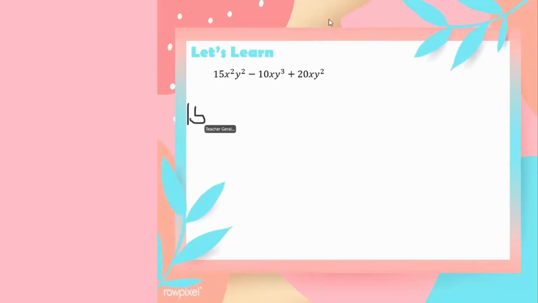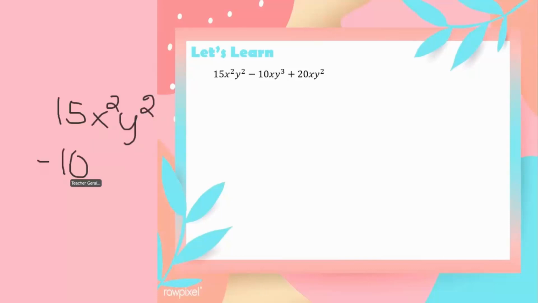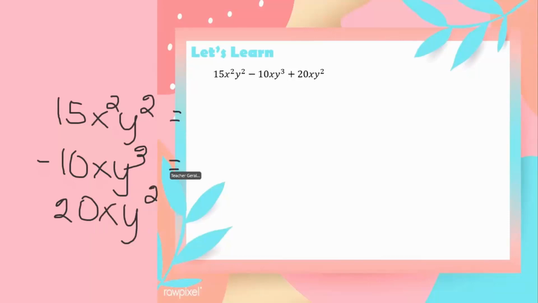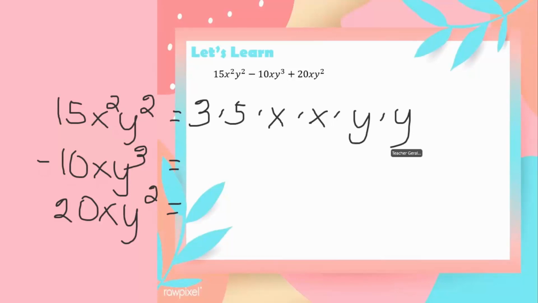So we have 15x squared y squared, and then negative 10xy cubed, and we have positive 20xy squared. Okay, so let's try to get all the factors of 15 muna. 3 times 5, prime factor na yan, times x times y times y. Next, what about 10? So we have negative 1 times 2 times 5 times x times y times y times y.